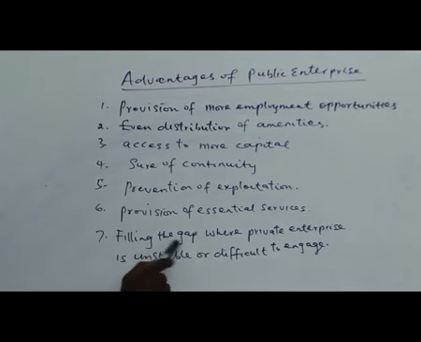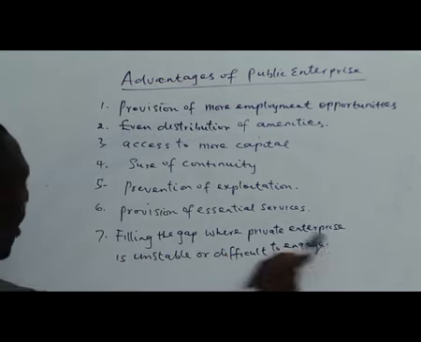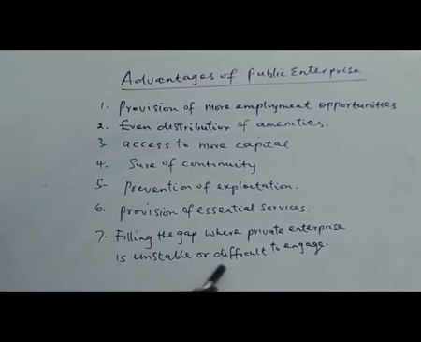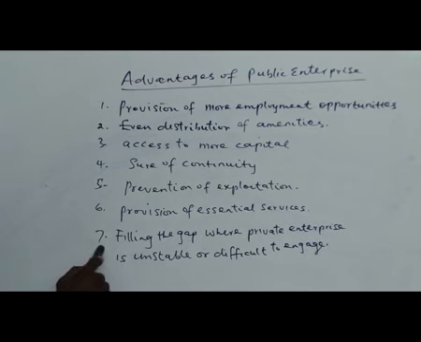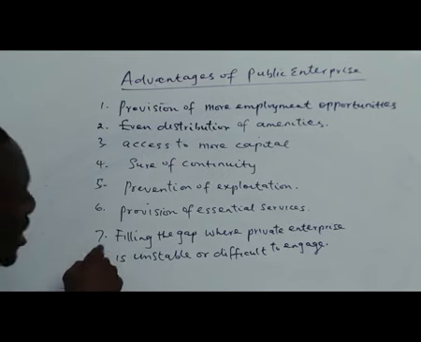Seven, filling the gap where private enterprise is unstable or difficult to engage. This will be in the area where government decides to place what we call subsidy in order to see that people can have access to such commodities. Not only that, in the area of security, we cannot find private enterprises engaging in that. So government decides to come into such an enterprise.